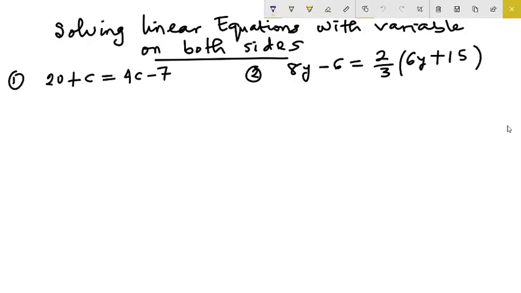I will be explaining how to solve linear equations with variable on both sides. So the first example says 20 plus c equals 4c minus 7.